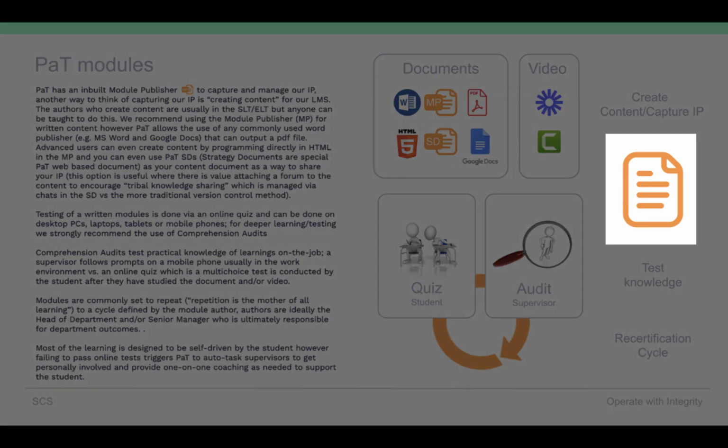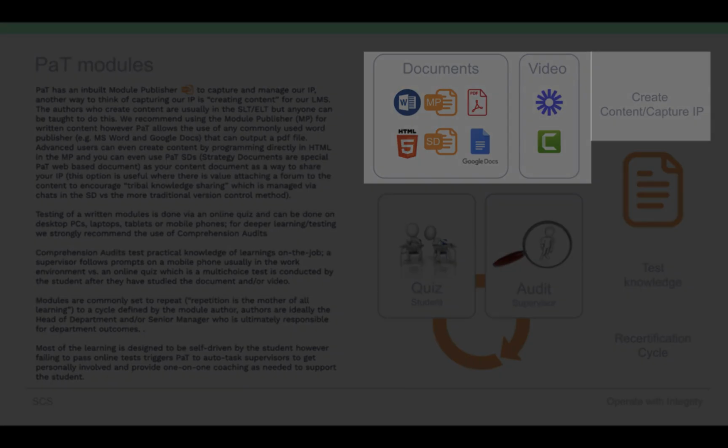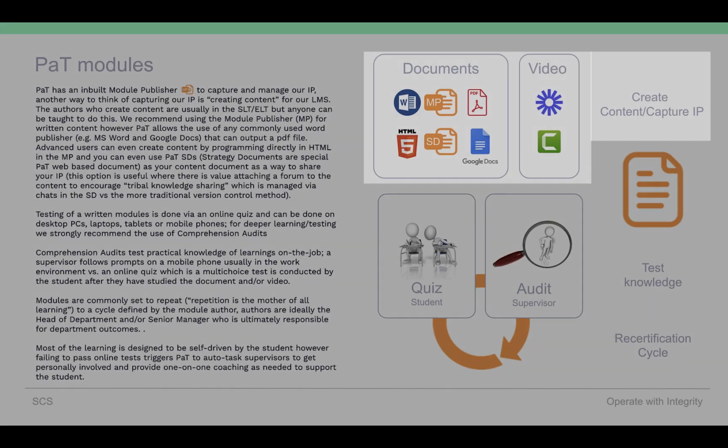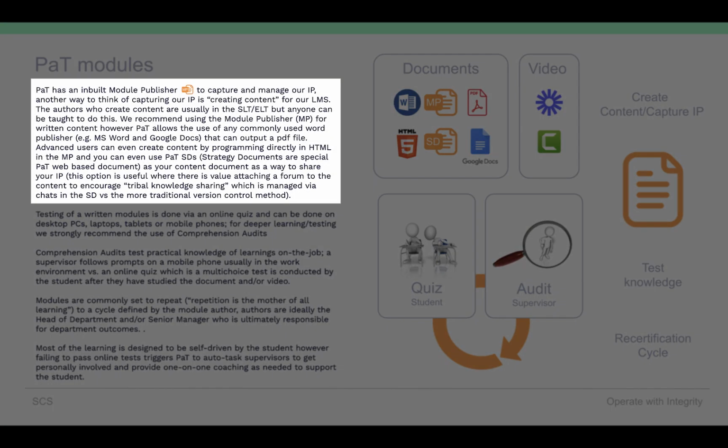Now, let's talk about PAT modules. PAT has an inbuilt module publisher, and we can use this to capture and manage our IP. Another way to think of capturing our IP is creating content for our LMS. The authors who create content are usually in the SLT, ELT, but anyone can be taught to do this. We recommend using the module publisher, MP, for written content. However, PAT allows the use of any commonly used word publisher. You can use Microsoft Word, Google Docs, etc. Anything that can output a PDF file. Advanced users can even create content by programming directly in HTML in the module publisher, and you do that because that's the fastest way to render a module.